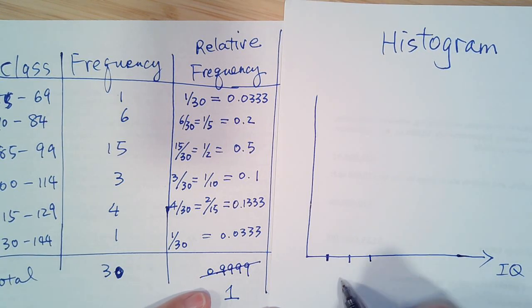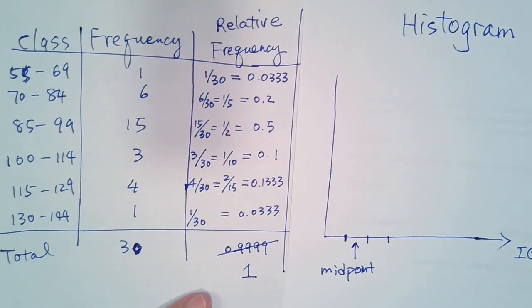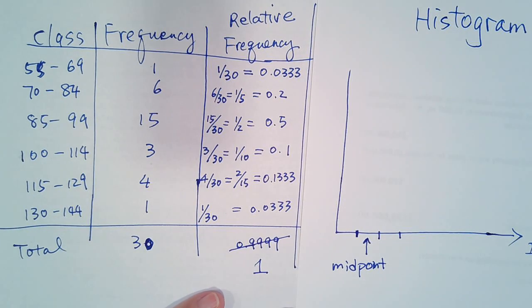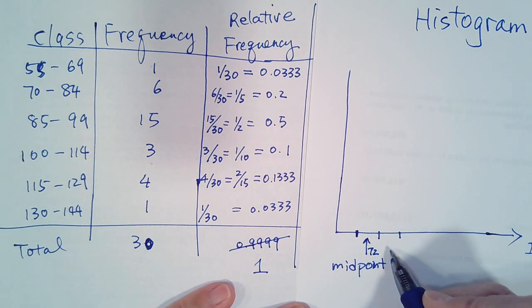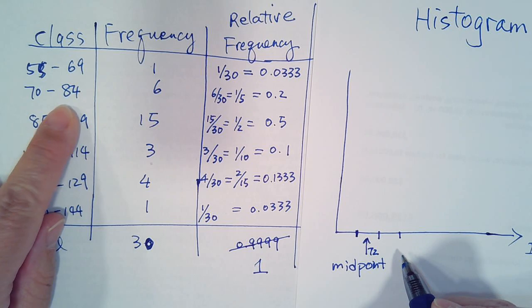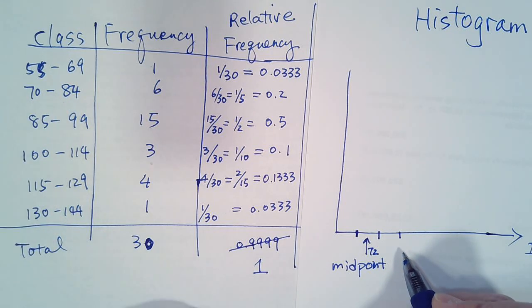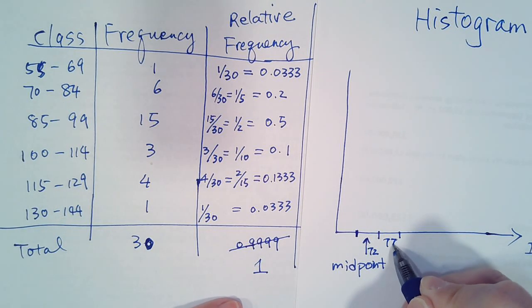So I'm going to label the midpoint here. Do you remember how to get the midpoint? How do you get the midpoint of this? Remember, it's 55 plus 69 divided by 2. So I'm going to put a 62. And the next one, 70 to 84, halfway is 77. So I'm going to put 77 here.